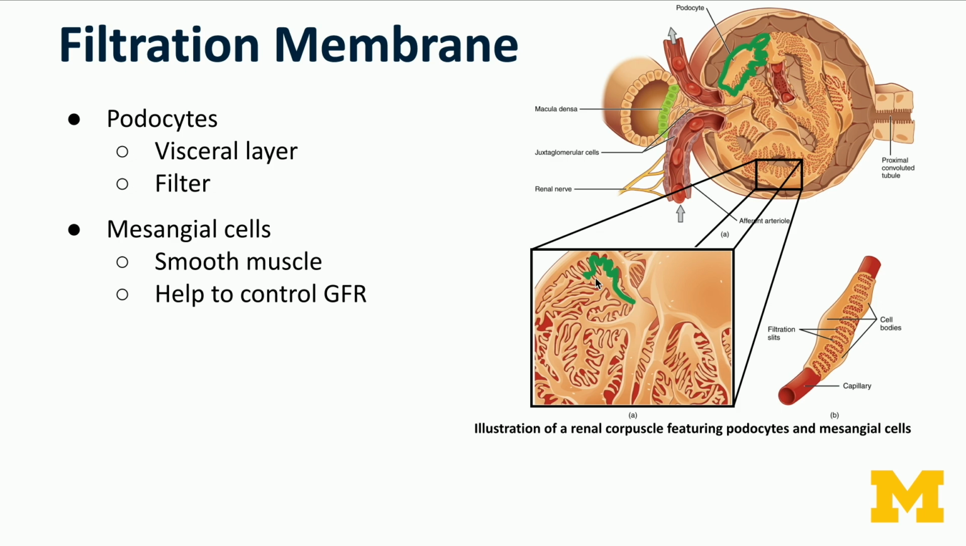There's also specialized smooth muscle in and amongst these called mesangial cells, or mesangium, that can bring them closer together or relax and have them further apart to help fine-tune that filtration barrier, and thus help to either increase or decrease glomerular filtration rate. So they will relax to increase glomerular filtration rate, or they will contract to help decrease glomerular filtration rate.